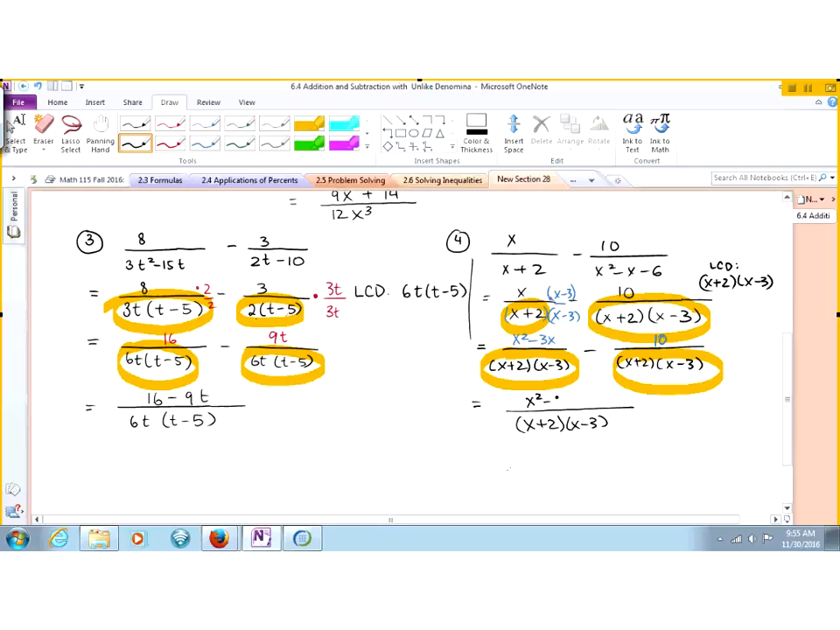So what do we have on top? X squared minus 3x minus 10. Can we factor this? Yes. What is it? X minus 5, x plus 2. Okay. And here you have x plus 2, x minus 3. Then cancel. So you're left with x minus 5 over x minus 3. Oh, wow. Good? Okay.